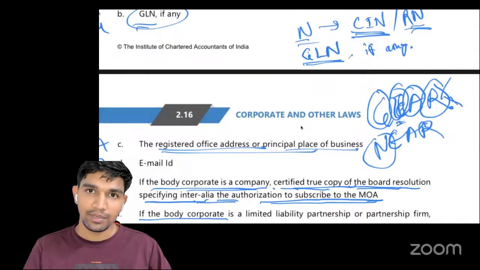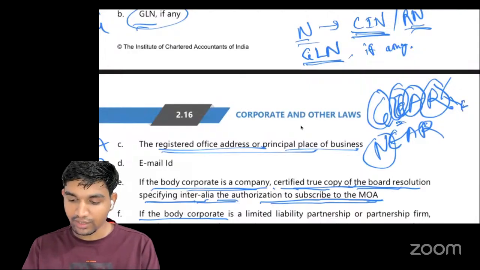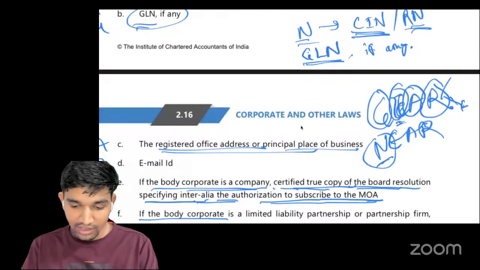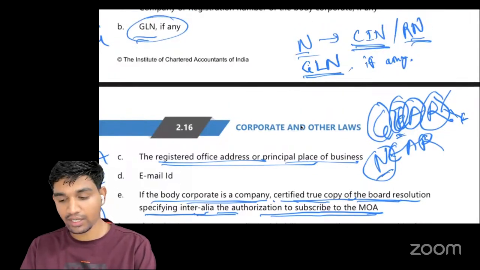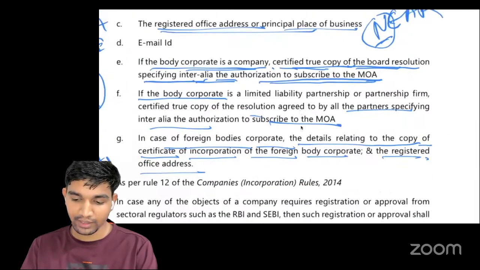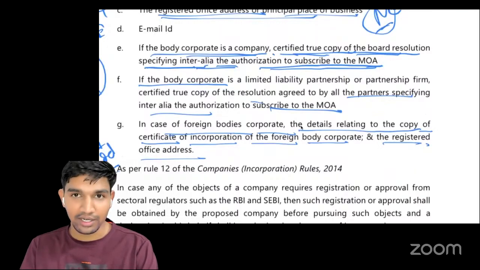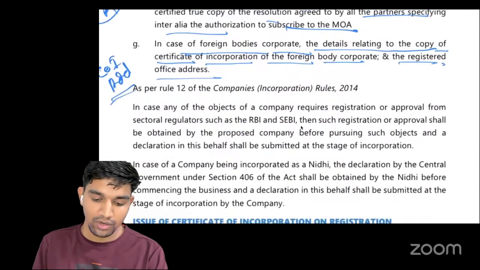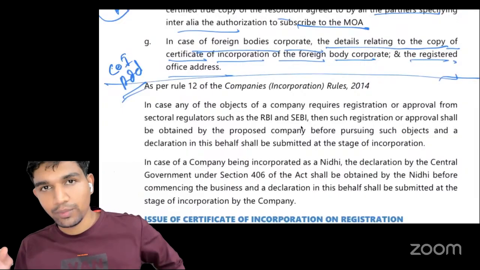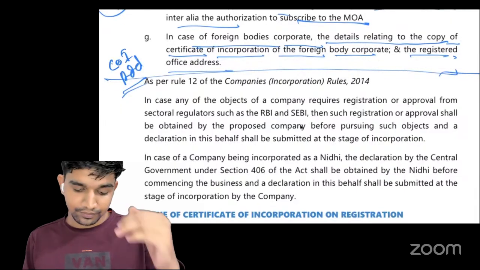If it is an LLP, then the resolution authorized by all the partners of the LLP. Then, for any CIN number or registered number, and if it is a foreign company, you should keep this in mind. If it is a foreign company, then the certificate of incorporation and the name and registered address of the company. Now you have done all 7 documents that need to be filed with the registrar for incorporation of a company.